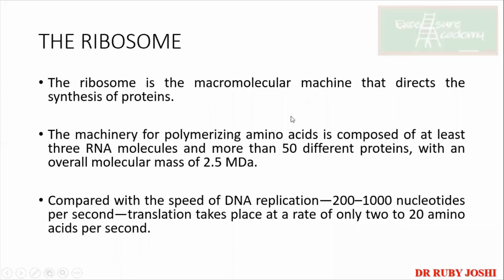Now about the ribosome. So that was all about the tRNAs. Now we are going to discuss the ribosome. In this also many things are there. As you know, it is a macromolecular machine that directs the synthesis of proteins, correct? Now, the machinery for polymerizing amino acids is composed of at least 3 RNA molecules and more than 50 different proteins. And you can see that the size of the ribosome is so huge, right?